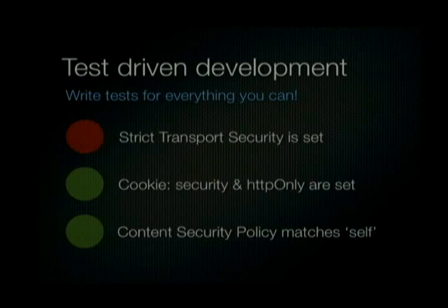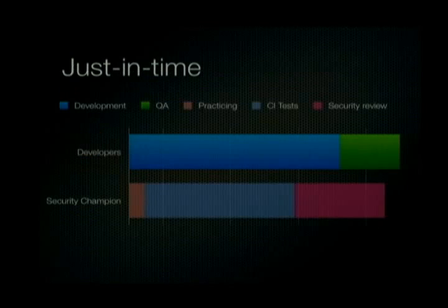So another modern trend is test-driven development. Since you can automate everything you can do, why don't you automate security as well? Just write tests for everything you can. For example, if you want to check the required header, Strict-Transport-Security, write a test. And since it's a test, if it doesn't pass, then it means you can't release your code. Very convenient.